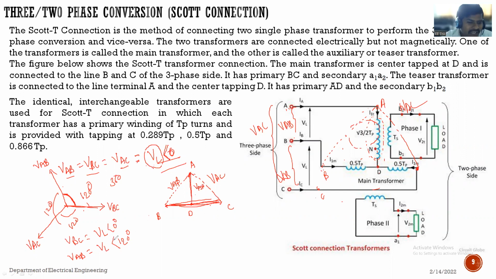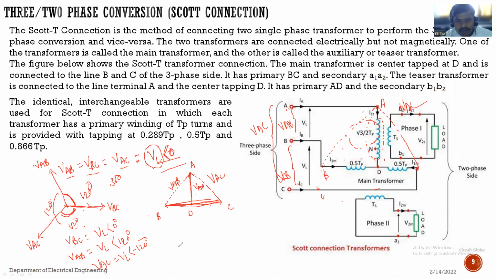Leading, no, so that we can write here plus 120. Yes, and VAC lags behind this reference phasor by 120 degrees, so it is written as VAC is nothing but VL at an angle of minus 120 degrees, right? So this is the conclusion from this phasor diagram.